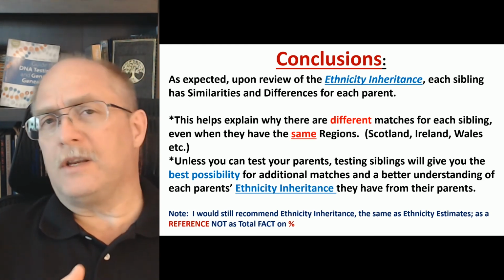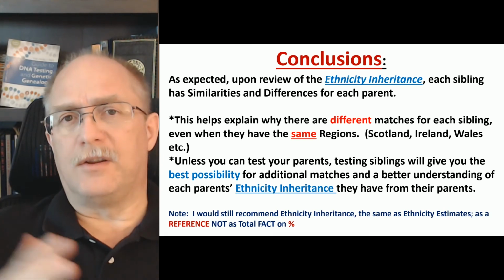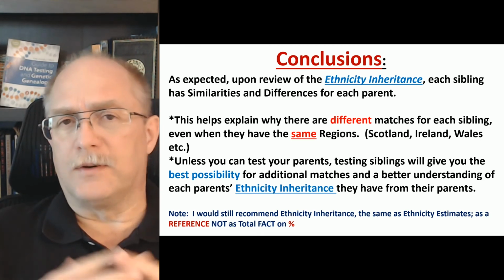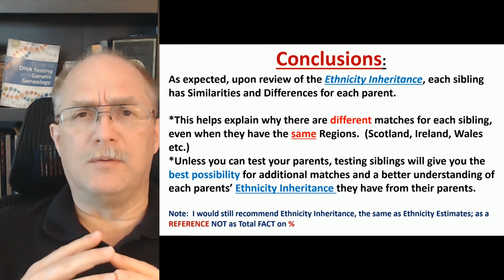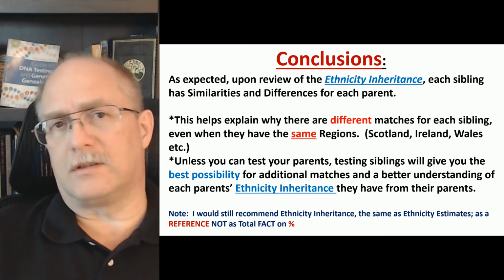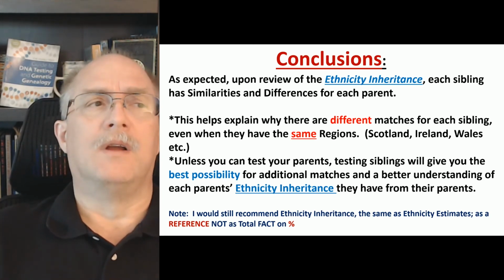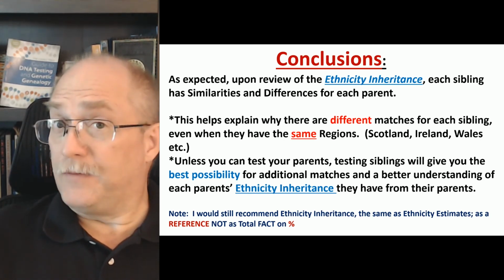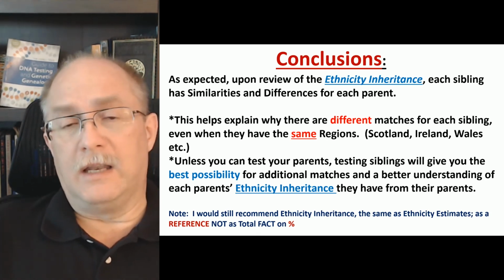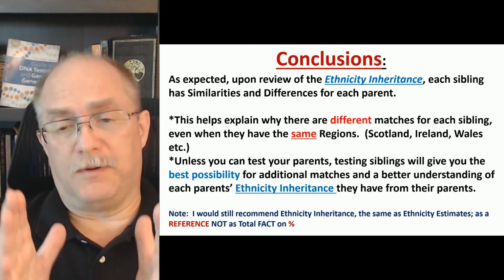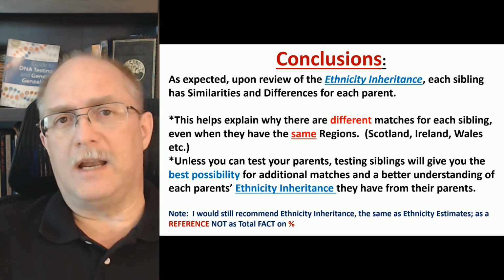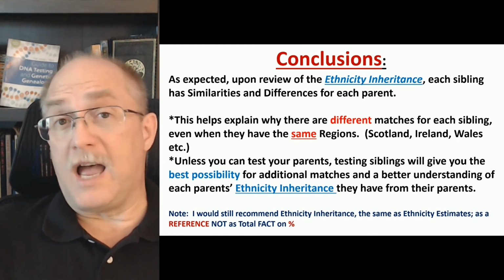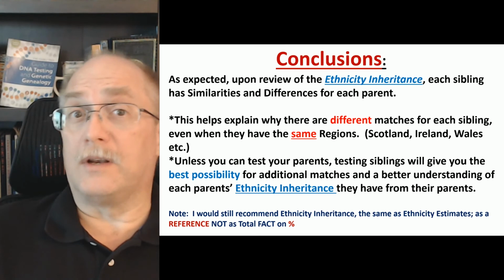And then unless you can test your parents, this is just another forward to the fact that testing your siblings can give you a better possibility for additional matches, and it will give you a better understanding of what your parents' ethnicity inheritance is from their parents. You're trying to compare and see this data. So by having multiple siblings, if you have siblings that you know of, that helps refine a line when you see what you inherited comparison. So it's a good idea. It's just a couple of benefits of doing this, besides just comparing that there are differences and similarities.